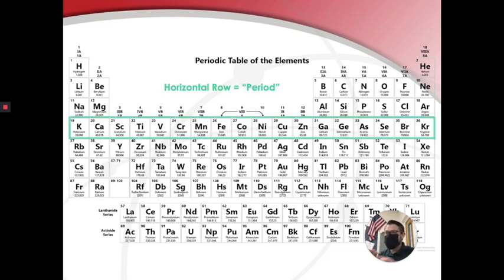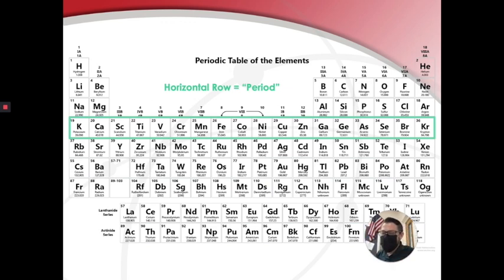So the horizontal rows going across, those are called the periods. This is why it's called the periodic table of elements. There are 7 periods, going from top to bottom. So the period that I have highlighted here, if you notice, all the elements in that row are going in sequential order, adding a proton each one.